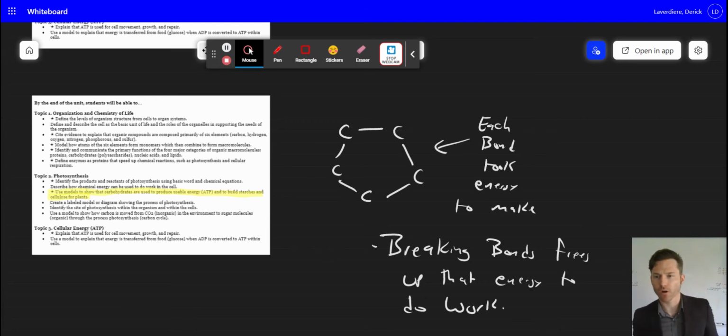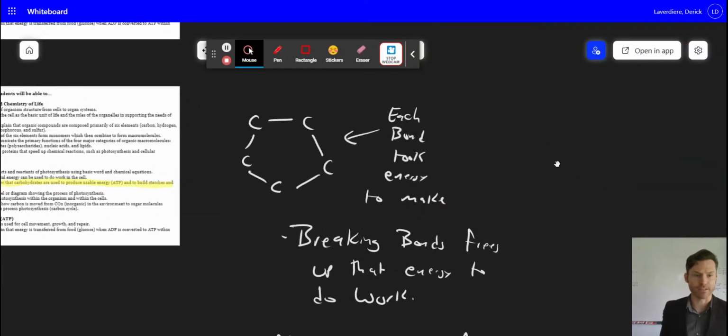Use models to show that carbohydrates are used to produce usable energy and to build starches and cellulose for plants. So what I've drawn here is what's called a monosaccharide. It's the monomer of carbohydrates. It's just basically one sugar. And each sugar ring has some bonds in it. Right? These carbons are connected to one another via covalent bonds. Those bonds required energy input to be made.